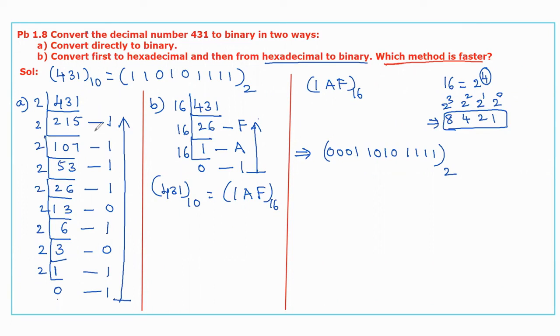When we compare the first method with the second method, the second method has less computations than the first method. That's why the second method is faster than the first method. This is the complete solution for the given problem.